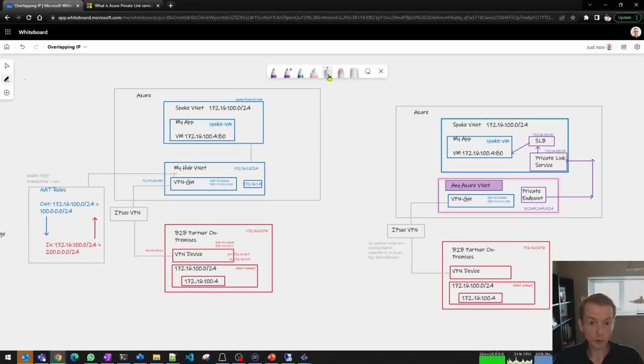Okay, I hope you found that useful. That's two possible ways to overcome overlapping IPs when you're working with partners on Azure. Now, the possibilities here are endless. Really, my goal here was to highlight another tool that you should think of having in your toolkit as a network architect working on Azure.